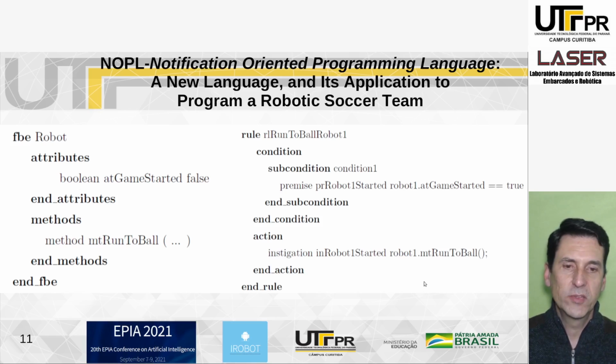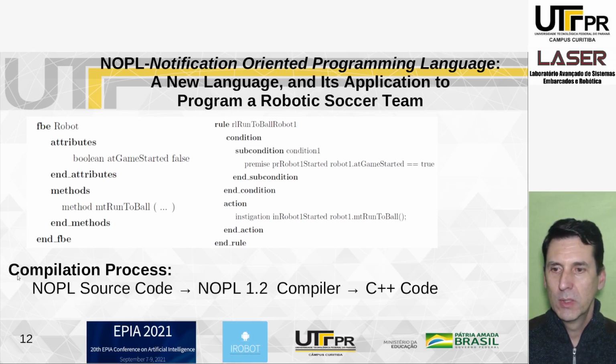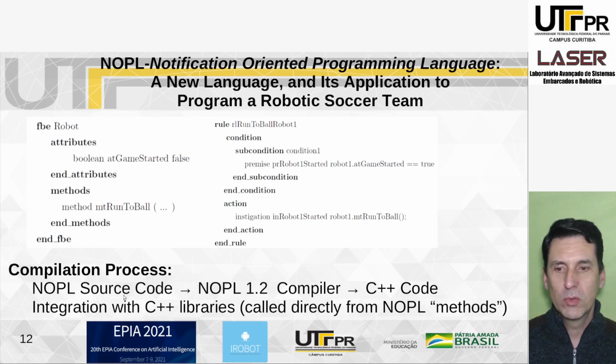Here is an example of syntax in NOPL. You define the FBEs, for example robot, with its attributes and methods, and then you write rules that relate conditions and subconditions to the execution of methods. Here is another example. When you compile this source code with our NOPL compiler, you translate it into C++ code, and then you integrate this C++ code with other C++ code and libraries, and these libraries are called directly from NOPL methods. With a general C++ compiler, you can generate executable code.